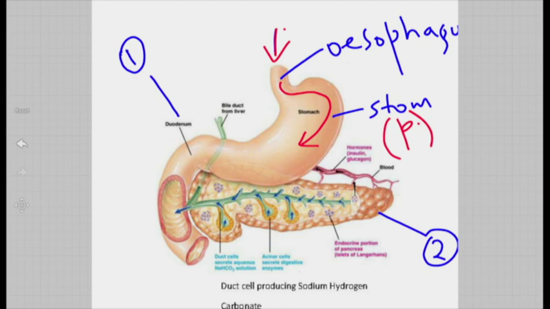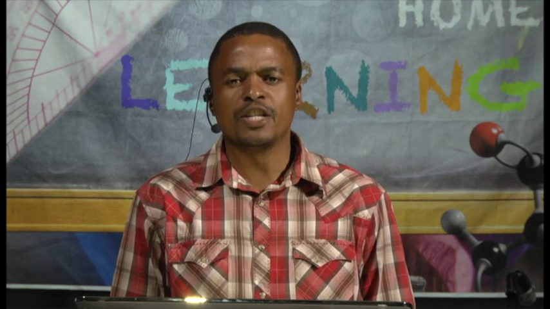The implication, therefore, is the salivary amylase coming from the mouth as you swallow will be rendered inactive in the stomach, because the environmental condition in terms of pH is no longer suitable for salivary amylase. Only pepsin will survive because of the acidic condition. There is hydrochloric acid produced here.